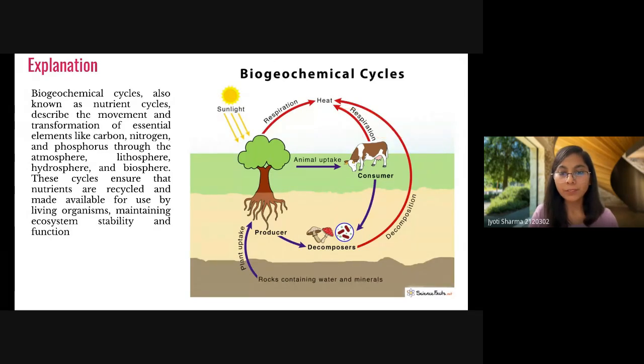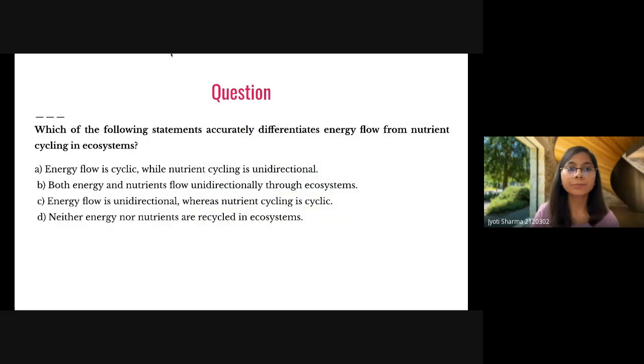Okay, so coming to the next question. The next question is, which of the following statements accurately differentiates energy flow from nutrient cycling in the ecosystem? So we have learned we have the nitrogen cycle, we have the carbon cycle, let's say. These are the nutrients we need, and these nutrients are recycled. But how is this nutrient cycle different from the energy flow?